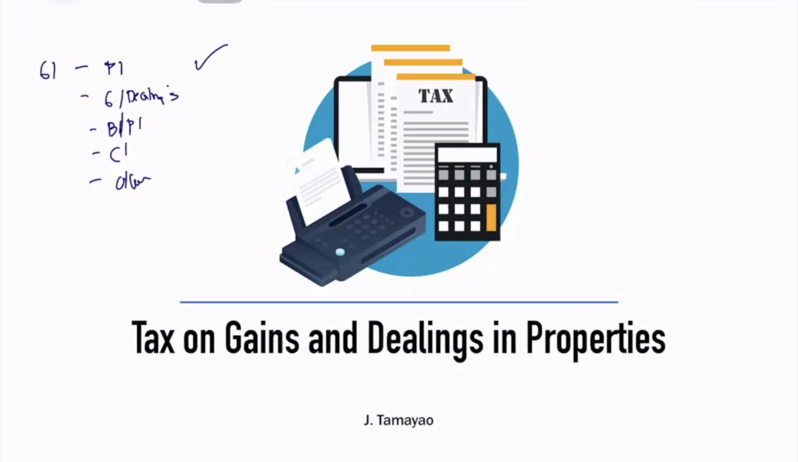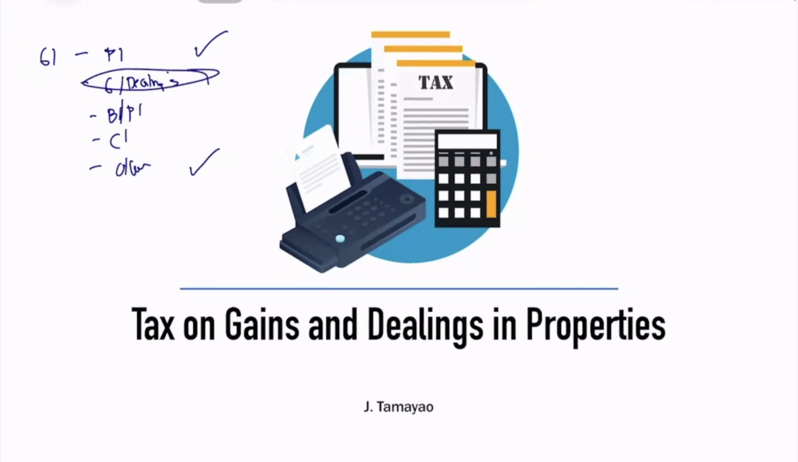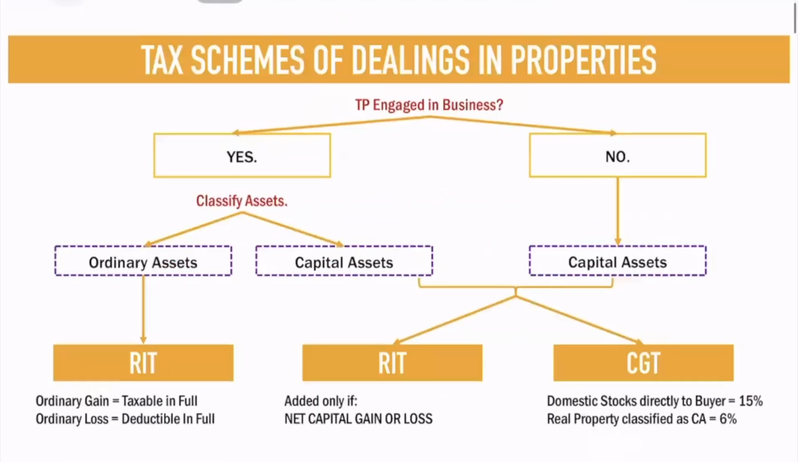So we're done discussing passive income and also we're done discussing your other items of gross income. So we go now to your gains or dealings in properties. So let's look now and review again the tax scheme on your gains or dealings in properties. So the first tax scheme that you need to determine here is again whether it is subject to RIT or CGT. So we said before, under passive income, some is subject to RIT, some is subject to final tax. So for dealings in properties also, some will be subject to RIT, some will be subject to final tax. So the main question is, when is it subject to final tax and when subject to RIT?